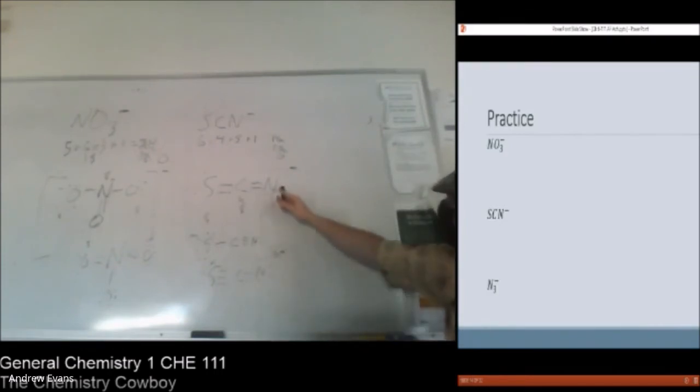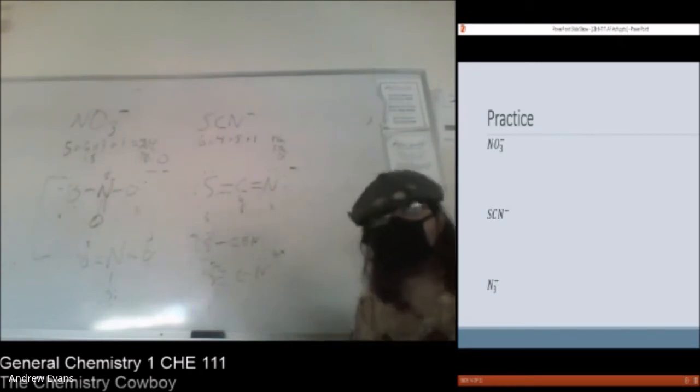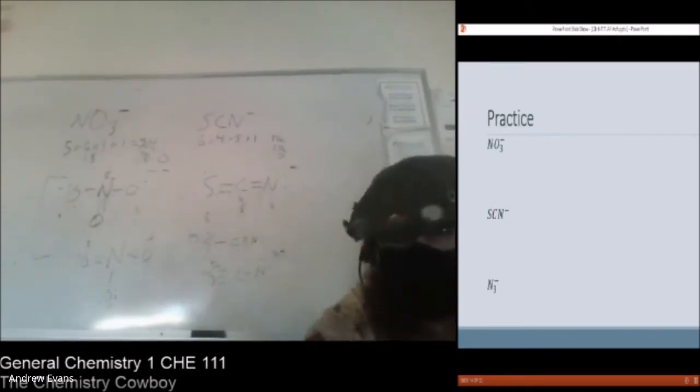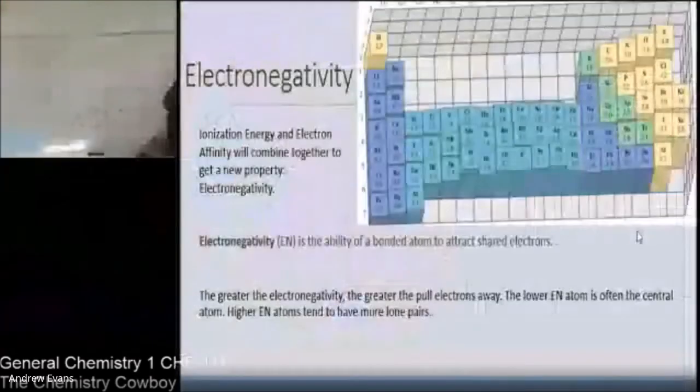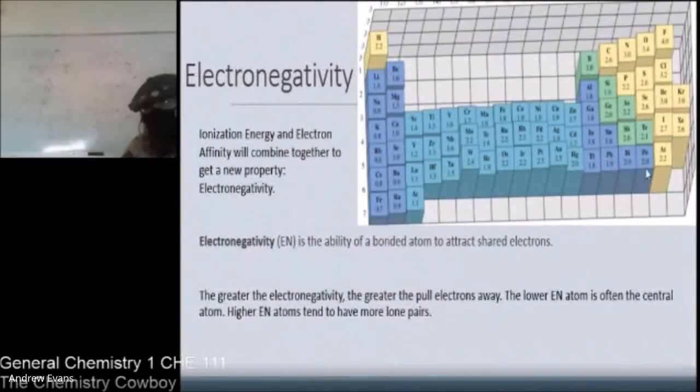Now comparing structure 1 and structure 2, we have to look at where these elements are on the periodic table and what the relative electronegativities of the two are. Looking at it, we see right here, nitrogen versus sulfur. Nitrogen has a greater electronegativity than sulfur.